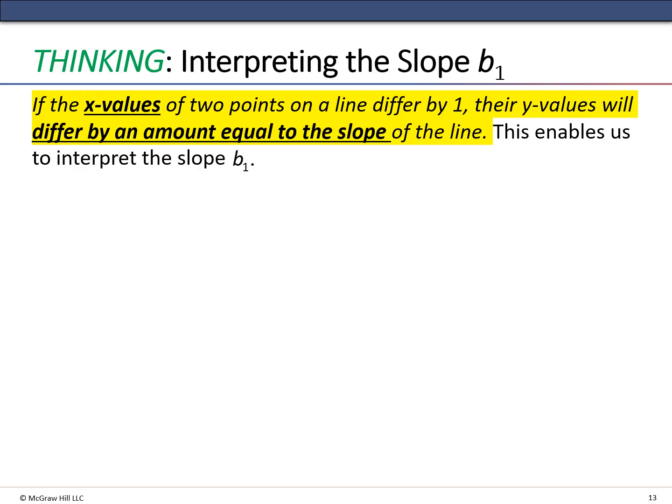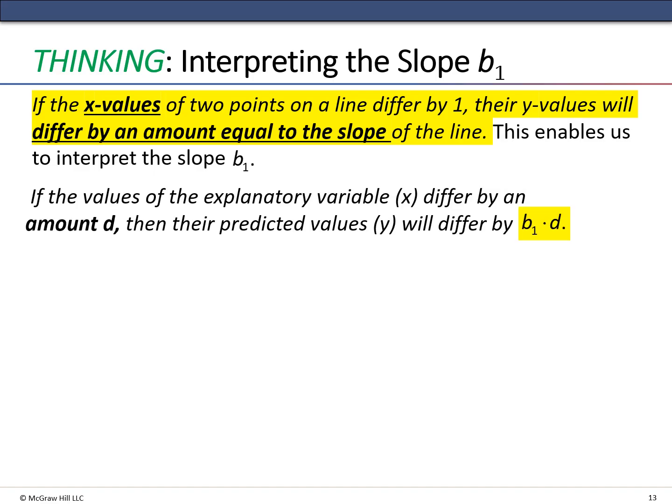What about the slope, b1? If the x values of 2 points on a line differ by 1, their y values will differ by an amount equal to the slope of the line. This enables us to interpret the slope b1. If the values of the explanatory variable differ by an amount d, then their predicted values y will differ by b1 times d. I'm sorry, the slope, which is b1, times the difference between two x values.